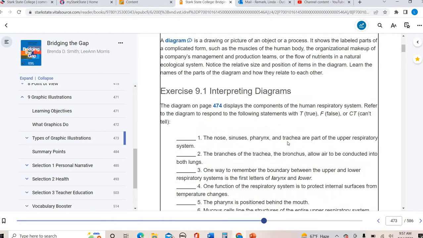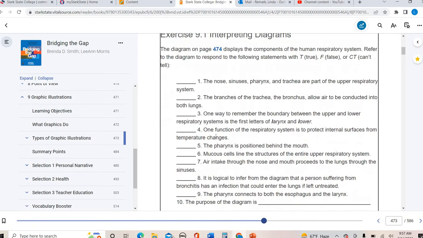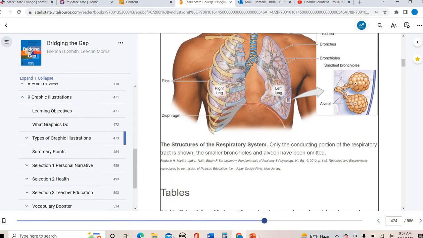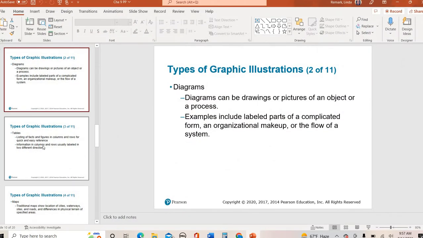Is it true? Is it false? Can I tell? So I would just quiz yourself, see if you can answer just a couple samplings of the questions from each type of graphic. So that's the first type of graphic, a diagram showing pictures.